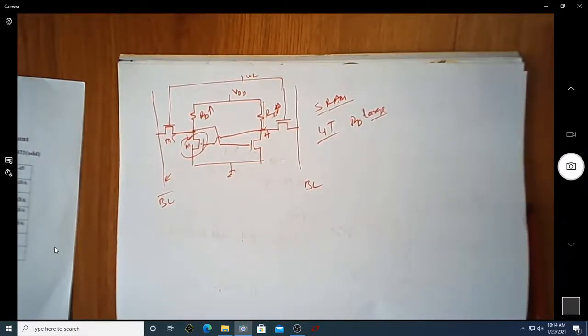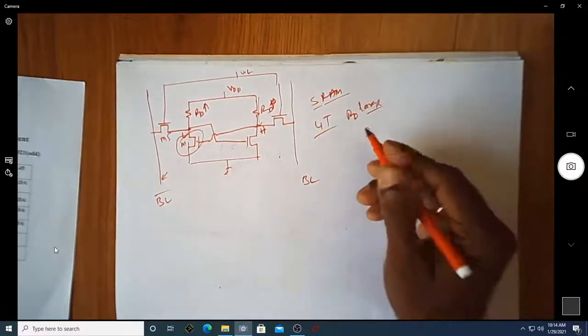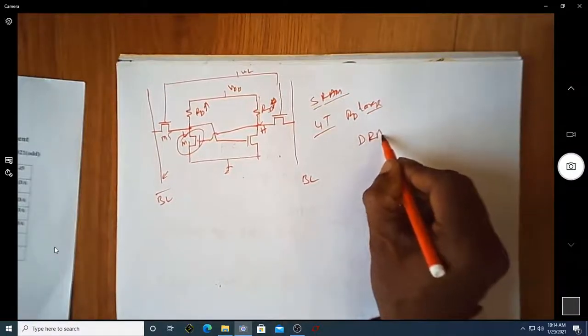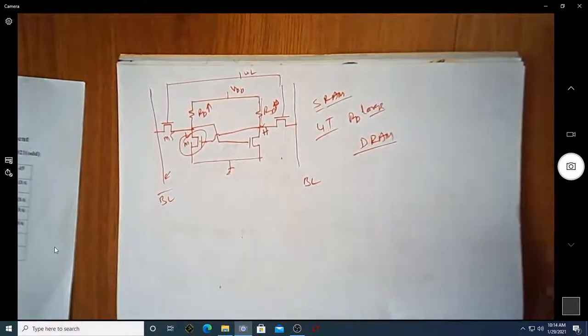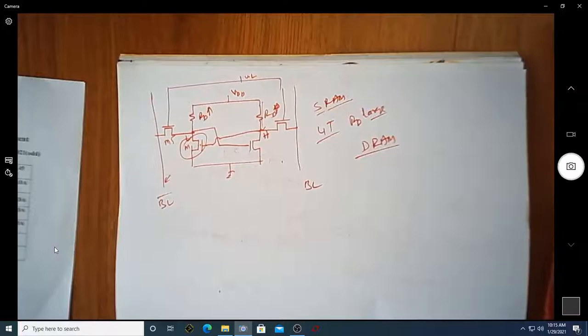So in the next class, or in the next video, we will see how we do the DRAM, that is the dynamic random access memory. Let us again look at the process of how I read the value that is stored in DRAM, how I write it, and all those things.